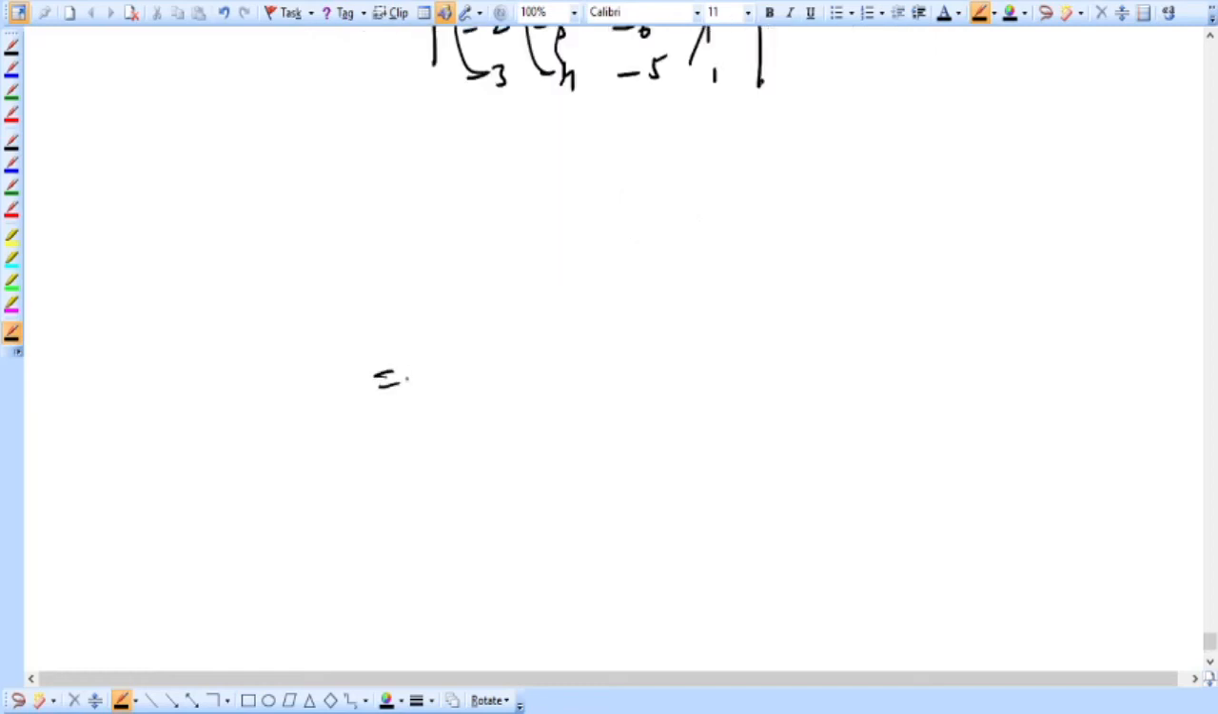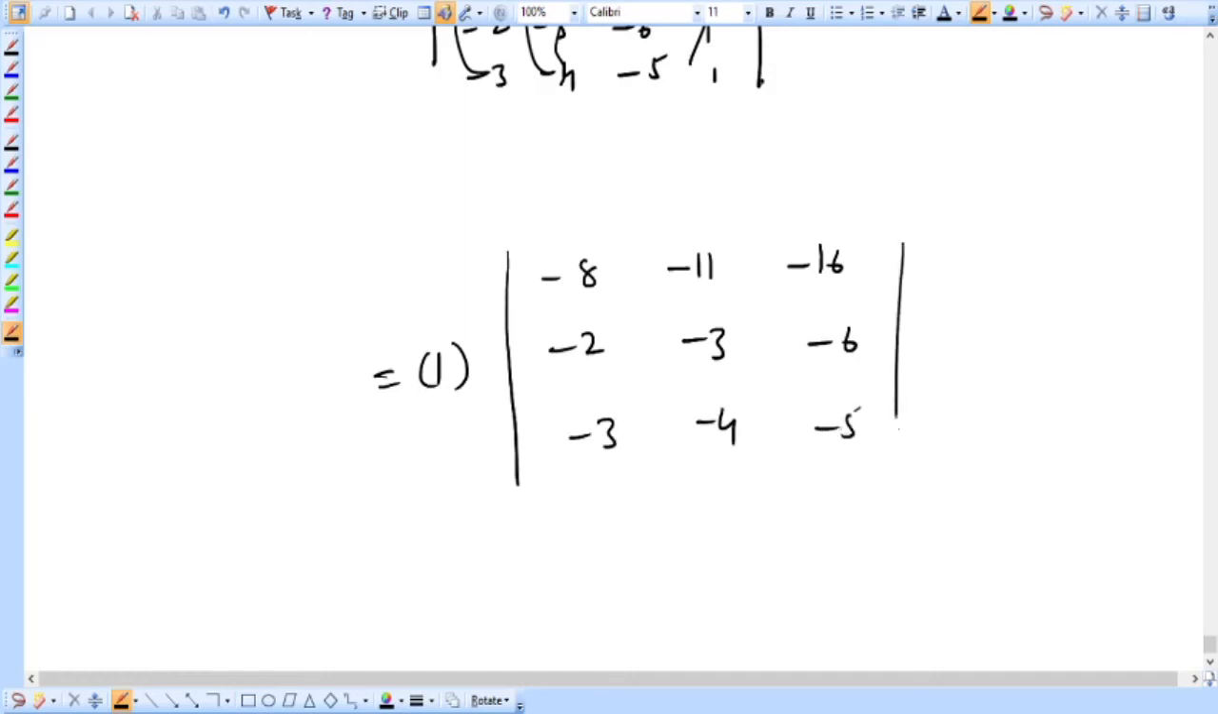it is equal to 1 times the determinant of minus 8, because the rest of the 3 entries are 0, minus 8, minus 11, 16, minus 2, minus 3, minus 6, minus 3, minus 4, and minus 5, which is equal to 0. You just calculate it, and it would be 0. I have already calculated this, so since it is equal to 0, therefore the rank of this matrix is not 4, it could be 3, 2, or something else.